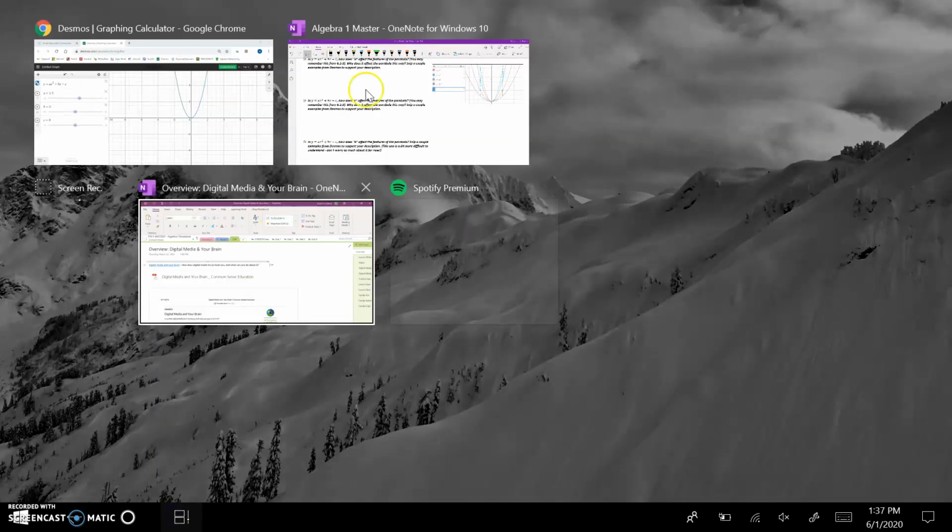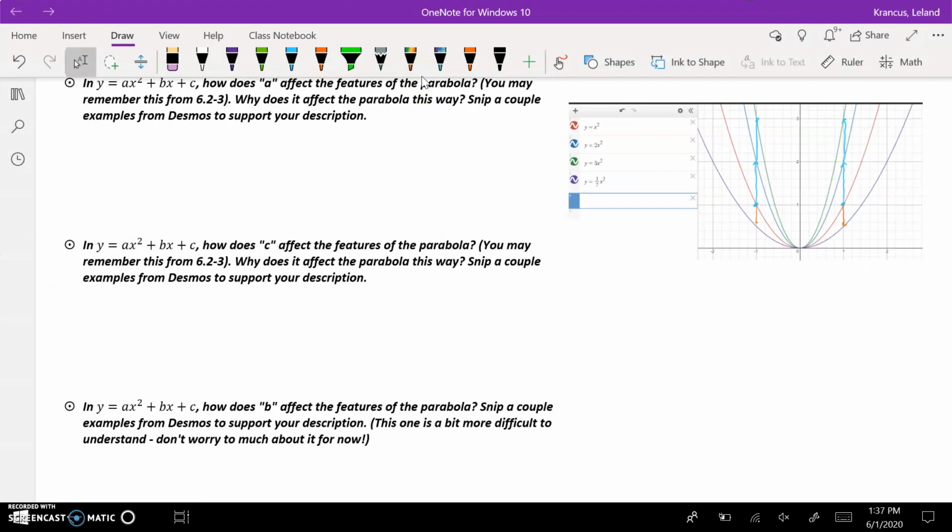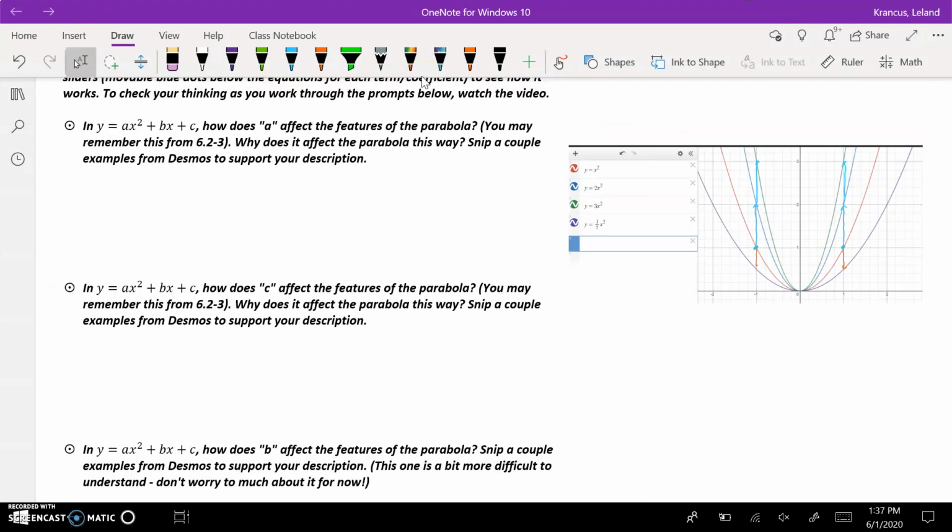Okay, so let's recap that in our notes. So we have the A value. When A is greater than 1, so think of it as increasing, we call that vertical stretching. When A is between 0 and 1, that is vertical compressing.